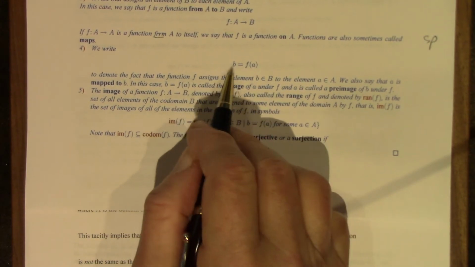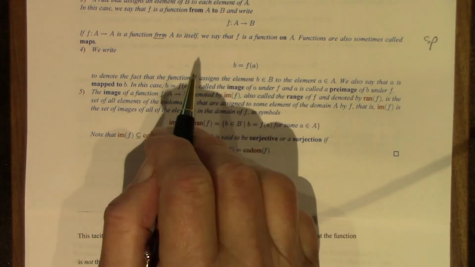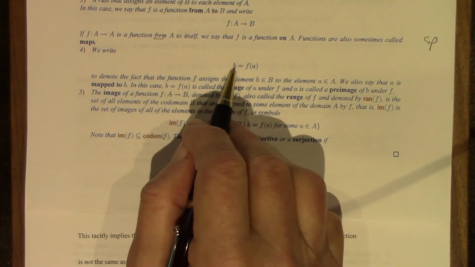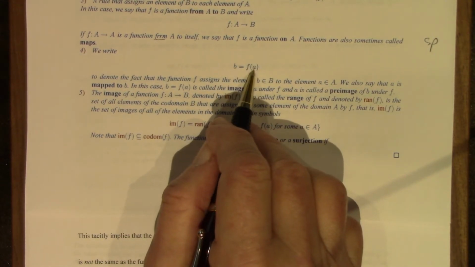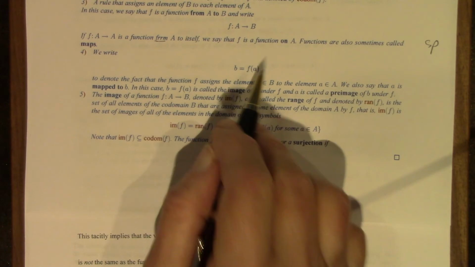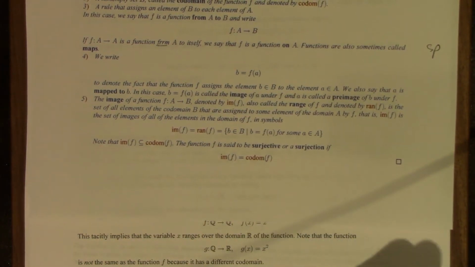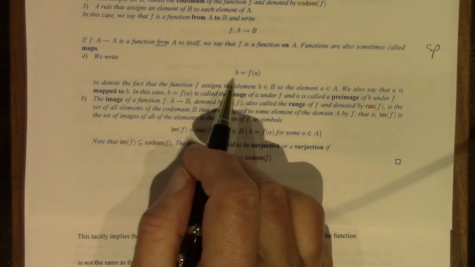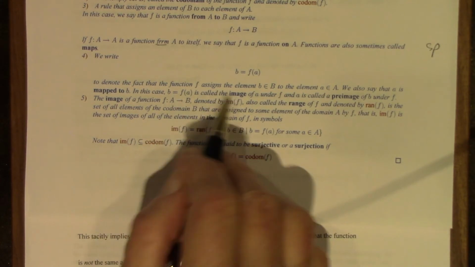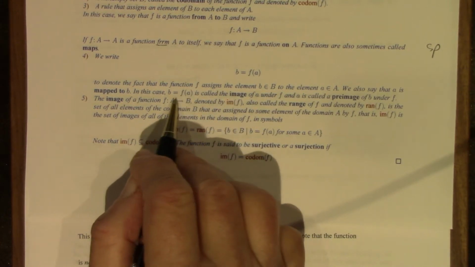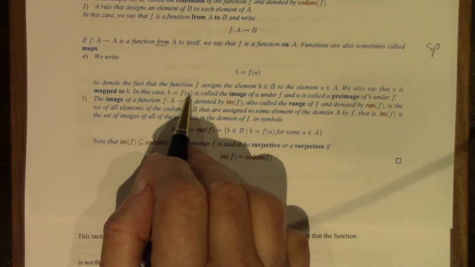And then, as you probably know, we write B equals F of A to denote the fact that the function F assigns the element B in the codomain to the element A in the domain. Another way to say this is A is mapped to B by the function F. The element B in the codomain is called the image of A under the function F, and A is called the pre-image of B.